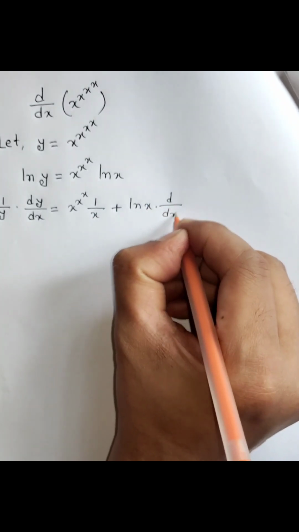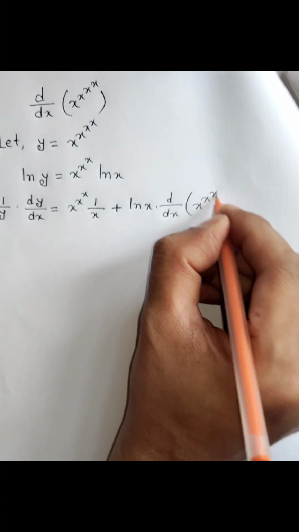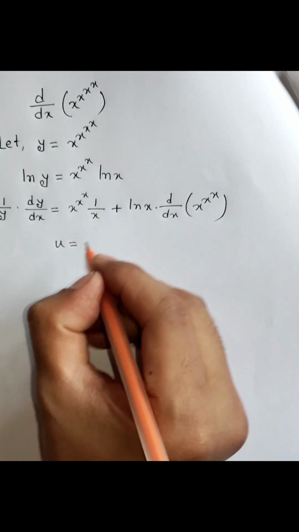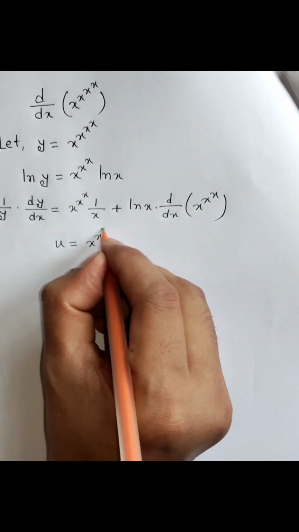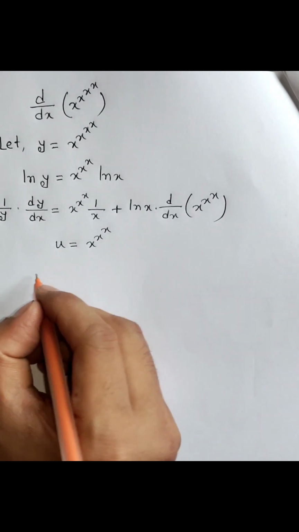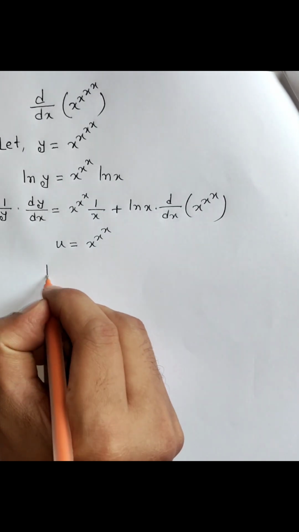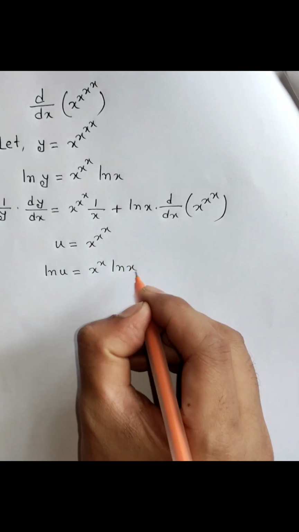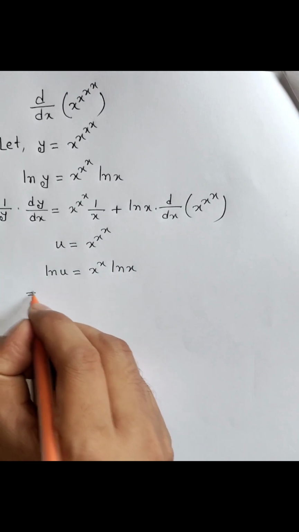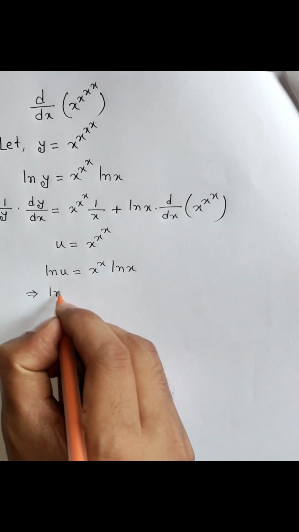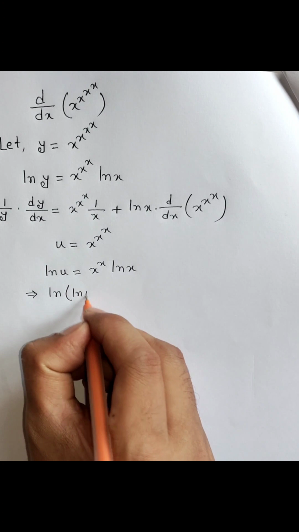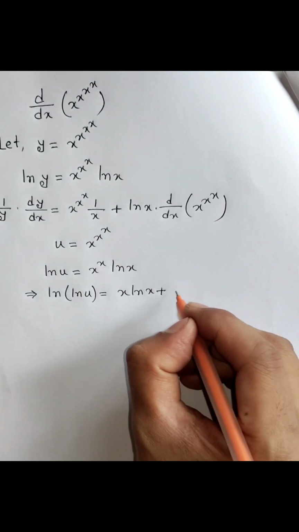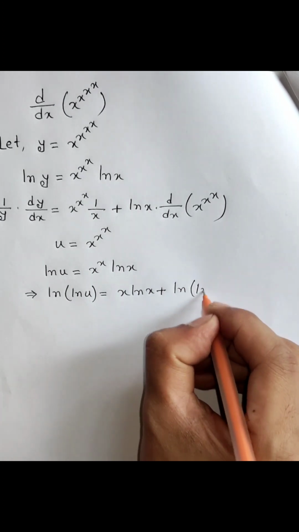d by dx x to the power x to the power x. Now we will let u equals x to the power x to the power x. Taking natural logarithms again on both sides, we will have ln u equals x to the power x ln x. Again we will take natural logarithms on both sides. So we have ln u equals x ln x plus ln x.